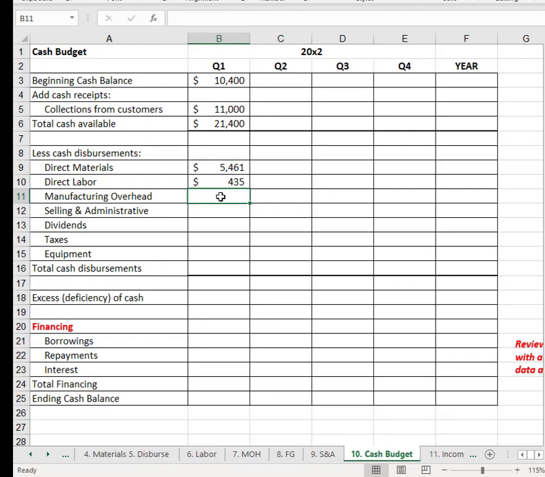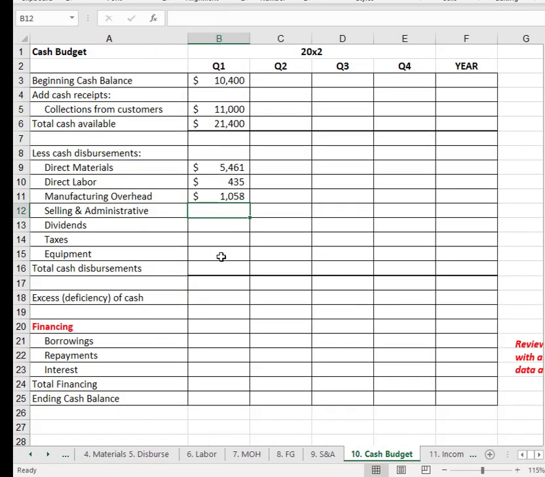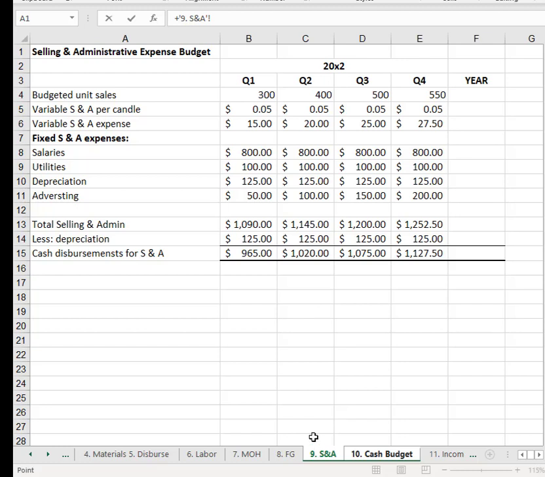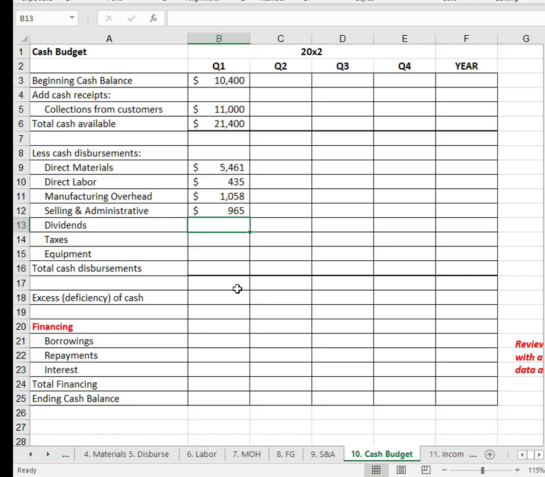All right, what do we pay for manufacturing overhead? Over to the manufacturing overhead budget. Here's our manufacturing overhead for the first quarter. Selling and administrative. This is the part where we had to add back depreciation because it's not a payment. Subtract out depreciation because it's not a payment. So we wouldn't pick total selling and administrative expenses, which is line 13. That's going to go in the income statement because all expenses paid or unpaid go there. But here we would use the disbursements or payments for selling and administrative.